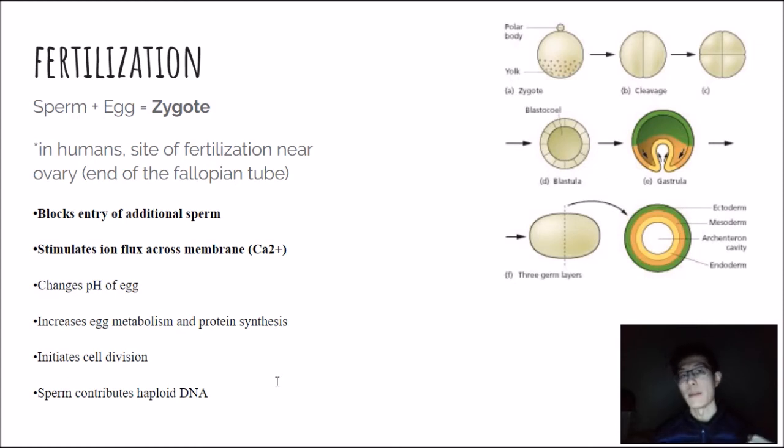So the sperm is haploid, the egg is haploid. When they come together, the resulting cell is going to be diploid. I hope that makes sense. That's like intro bio stuff, so keep that fresh in your mind.